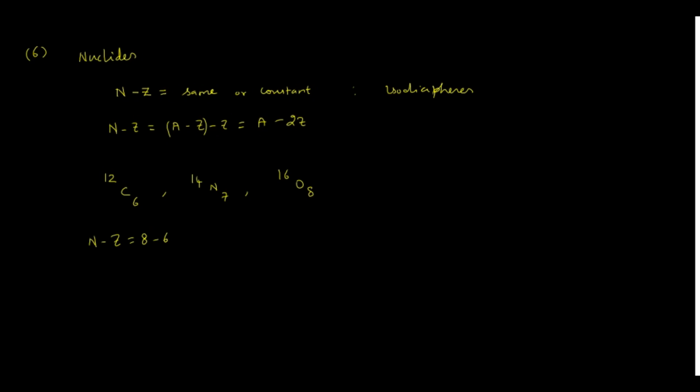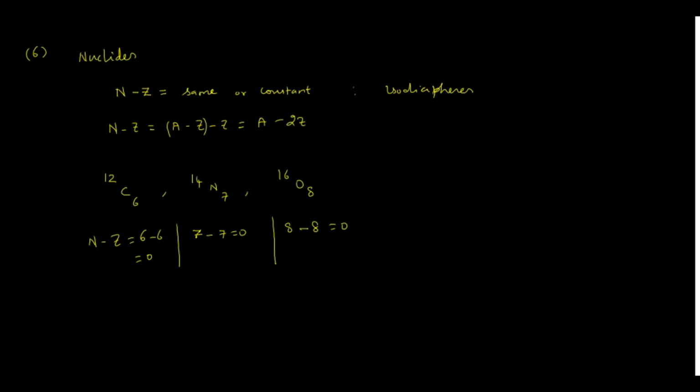For carbon, the number of neutrons is 12 minus 6, which is 6, so 6 minus 6 is equal to 0. For nitrogen, the number of neutrons is 7, minus 7, therefore it is 0. And for oxygen, the number of neutrons is A minus Z, that is 8, minus the number of protons, 8, therefore it is also 0. So they are isodiapher pairs.